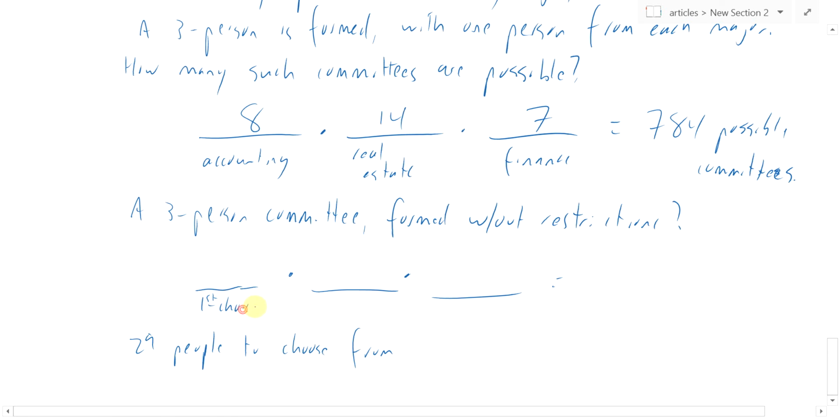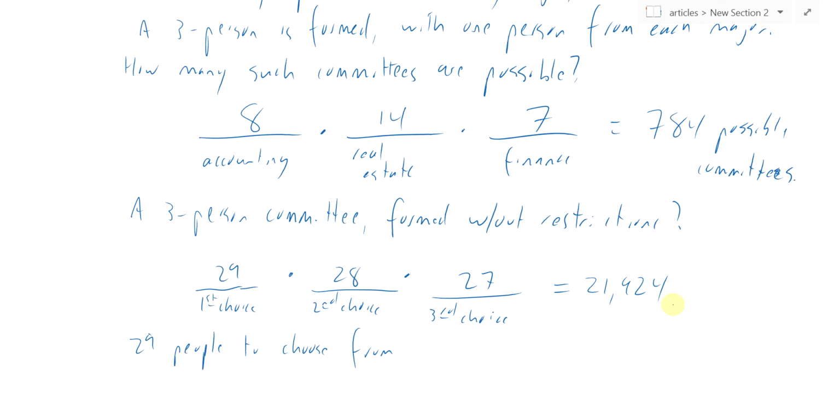The first choice, well, there's 29 of them. Second choice, well, you've already picked 1 person, so now there's only 28 possibilities. And the third choice, well, now there's 27. So 29 times 28 times 27 is the number of possible committees that can be made without worrying about who's on what major. And this should be 21,924 possible 3-person committees. And what we'll find out in section 7.4 is that that's something called a permutation. And we'll see that again.